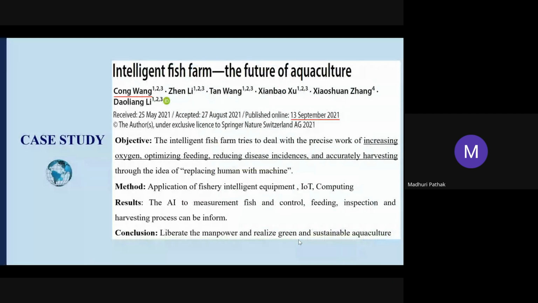This is another case study in which they have built an intelligent fish farm, the future of aquaculture. So, what is their conclusion? Liberate the manpower and realize green and sustainable aquaculture. By using AI measurement and control, feeding and inspection, harvesting, all those things, they have used AI techniques to reduce the manpower and to generate aquaculture profitably and sustainably.